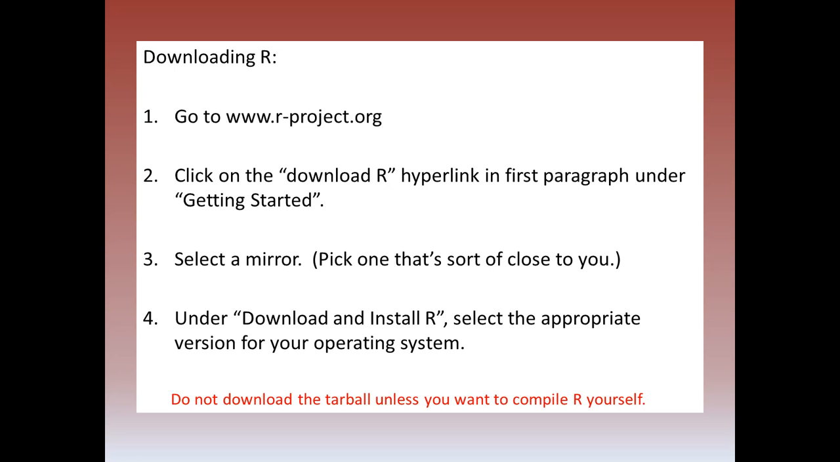Then there will be a big list of mirrors. Pick one that's sort of close to where you are geographically. Then under download and install R, there are three options: Linux, Mac, and Windows, and then just pick the appropriate download that goes along with your operating system. And like it says at the bottom, make sure you avoid the tarball. That's the common mistake here. That's why I put that in there. You'll see what I mean when we run through this.